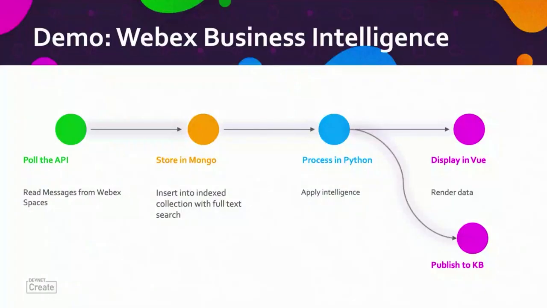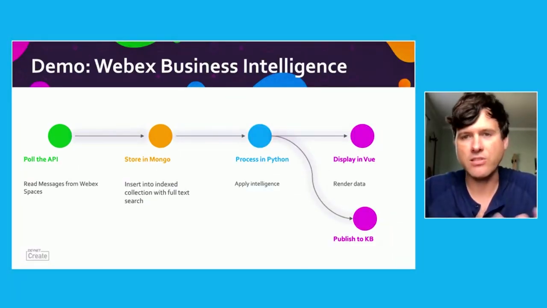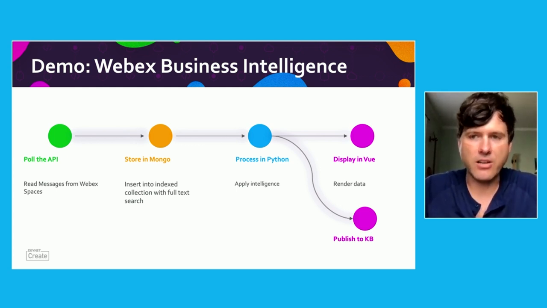Okay, the demo we're going to be showing you today that ties all this together is called Webex Business Intelligence. And there are really a few processes. First, we need to pull the Webex Teams API to grab the messages from all the Webex spaces. We're also grabbing teams, rooms within the teams, memberships, and people, and just storing that in a local Mongo database. Once we have it in Mongo, we're going to index that database so it'll be quicker to find certain things. And then the third step, process in Python, is where we apply the intelligence, whether we're grabbing questions and answers or doing sentiment analysis. We process it there, store it in another Mongo database, and then display that in Vue and also publish to a ServiceNow knowledge base.